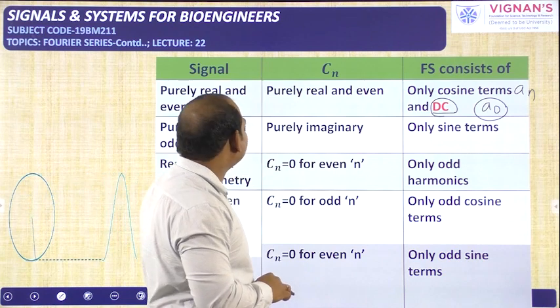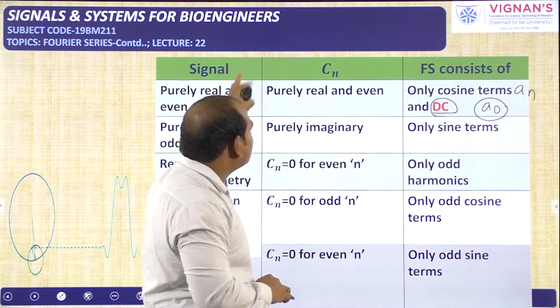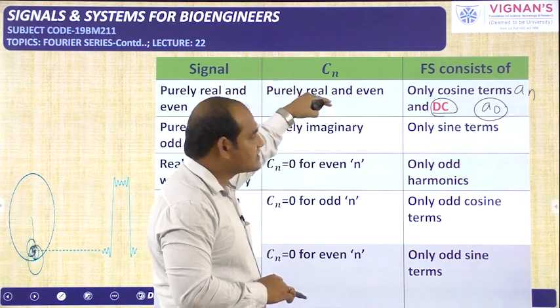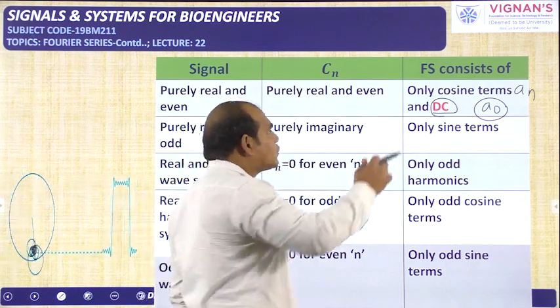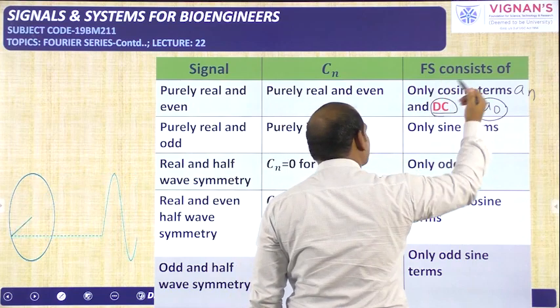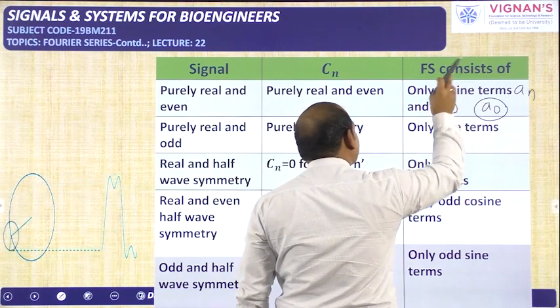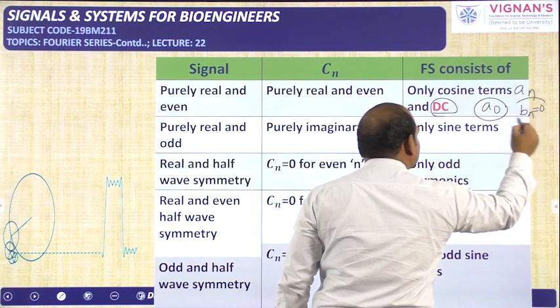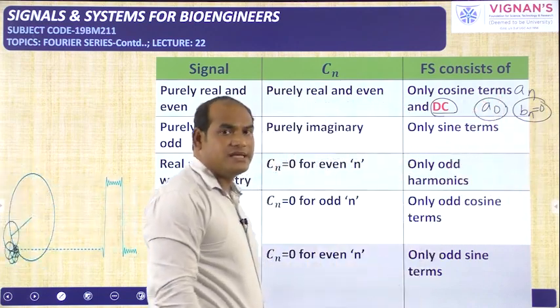So when the signal is real and even, the exponential Fourier series coefficient is also real and even. And coming to the trigonometric Fourier series coefficients, cosine terms and DC terms are available, but Bn is equal to 0. That means the sine terms will be equal to 0.